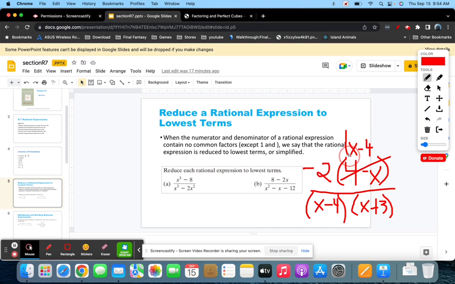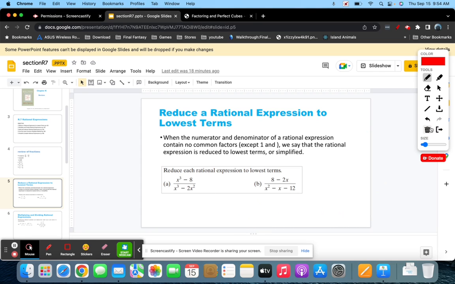If I pull out a negative 1, 4 divided by negative 1 is negative 4. Negative x divided by negative 1 is positive x, so it swaps the sign by pulling out a negative. And now I have a top and bottom that is the same, and I can cancel those out. So x minus 4 cancels out, and I'm just left with negative 2 over x plus 3 for part B. Negative 2 over x plus 3 would be the lowest terms for that one. Okay? Hopefully this is all making sense.